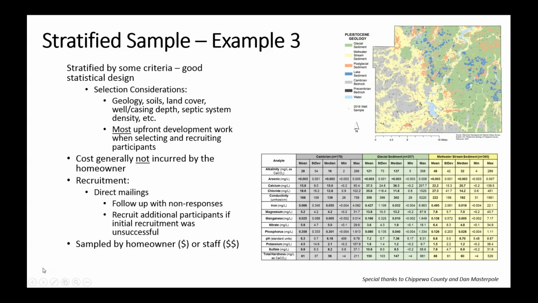In this example, again, like the previous one, the cost generally is not incurred by the homeowner. If we want to stick to our sampling design, we want to target the wells that we want to target, and providing that incentive, or that fee-exempt testing, is probably the best way to encourage those homeowners to participate. Recruitment is going to be very similar: direct mailings, follow up with non-responses, and then recruit additional participants if the initial well was unsuccessful. And then the cost of sampling is a function of whether it's the homeowner or the staff collecting that sample.